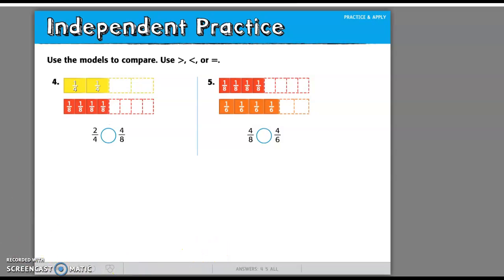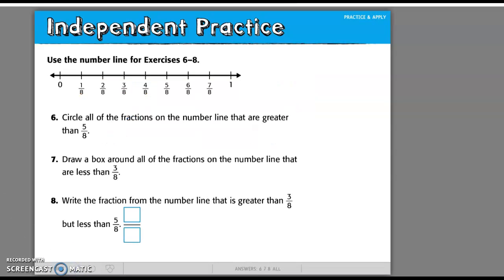All right, we'll do a couple more and then we'll let you finish up on your own. Use the number line for exercises 6 through 8. So we're going to use this to help us. It's cut into eighths and they're all labeled. Each piece on the number line. 1 whole would also be the same as 8/8. Circle all the fractions on the number line that are greater than 5/8. So here's 5/8. What's greater?